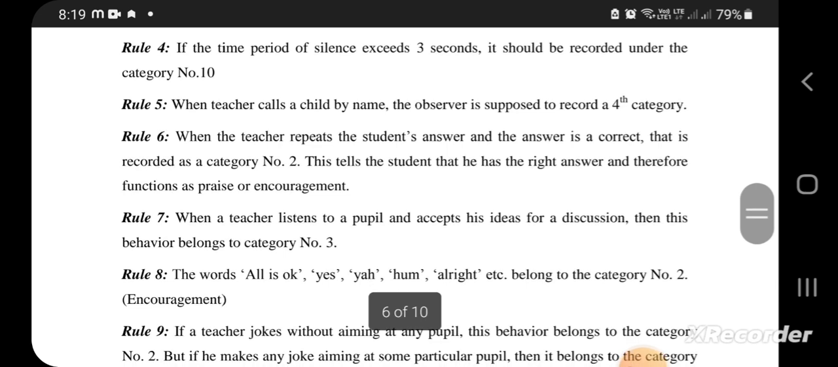Rule number 5. When the teacher calls a child by name, the observer is supposed to record the 4th category.